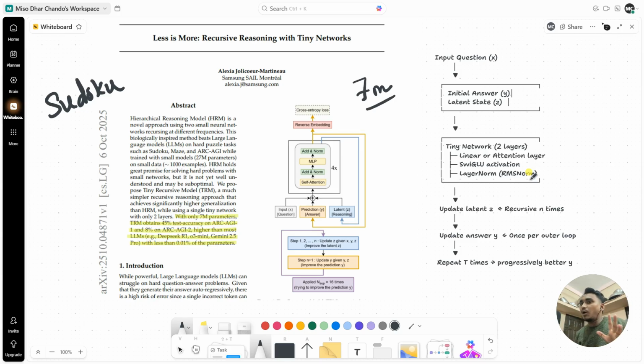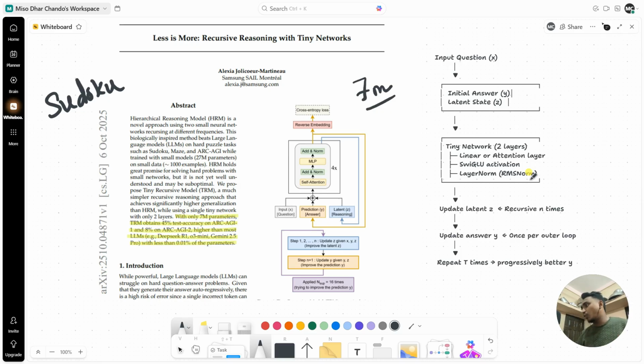If you know how to solve problems like Sudoku or rat in a maze, it's basically a backtracking problem in DSA. In DSA, we recursively solve this problem by finding all the possible paths, how a rat can go from one box to another with the shortest path. So update the answer y once per outer loop and repeat T times, progressively better than before. No problem, I understand this very well, but the problem is that we cannot use it here with the large language model.